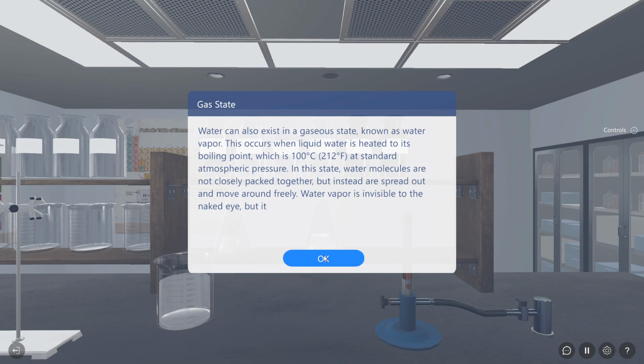Water can also exist in a gaseous state, known as water vapor. This occurs when liquid water is heated to its boiling point, which is 100 degrees Celsius, 212 degrees Fahrenheit, at standard atmospheric pressure. In this state, water molecules are not closely packed together, but instead are spread out and move around freely.